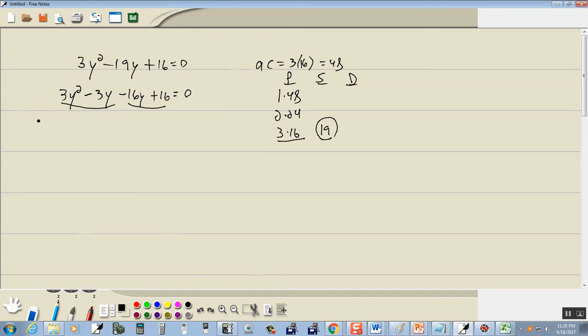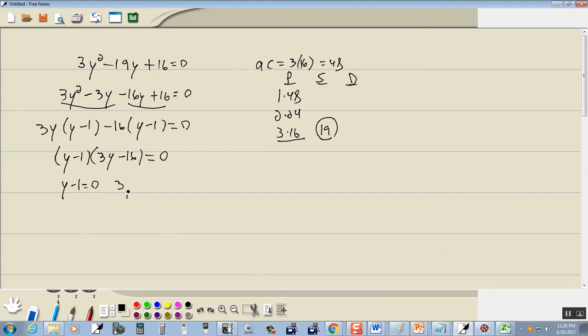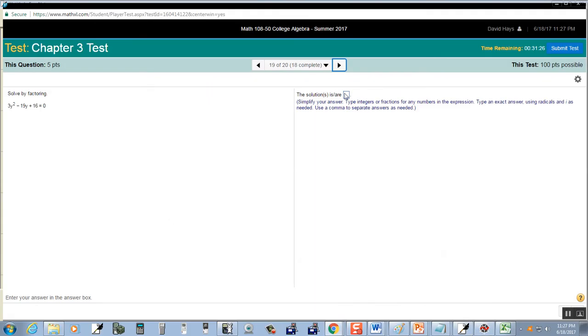Factor by grouping. First group has a 3y in common, and that gives us y minus 1. Second group has a negative 16 in common, and that gives us y minus 1. And I'll factor out a y minus 1 because they have that in common, and that leaves us with 3y minus 16. Set each factor equal to 0. And then we get y is equal to 1, and here I take negative 16 over, it becomes a positive 16. Divide both sides by 3, and we get 16 thirds. So I got 1 and 16 thirds.